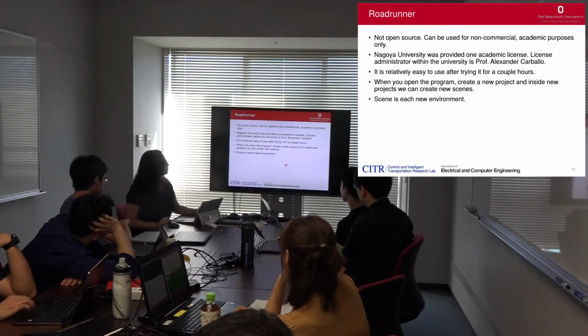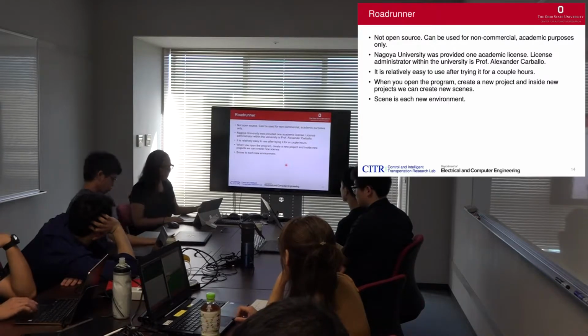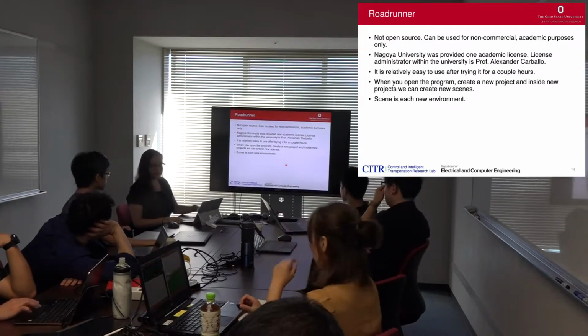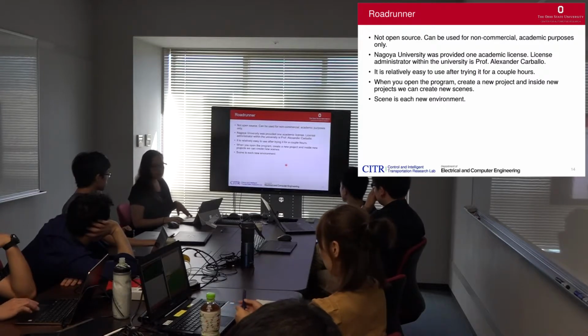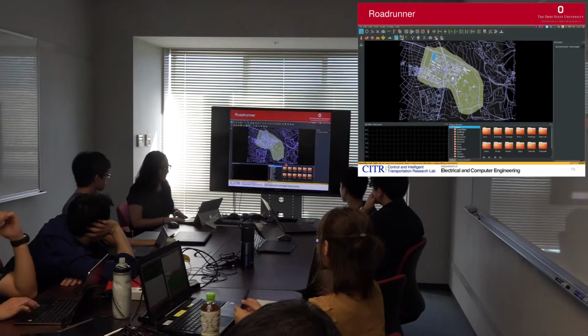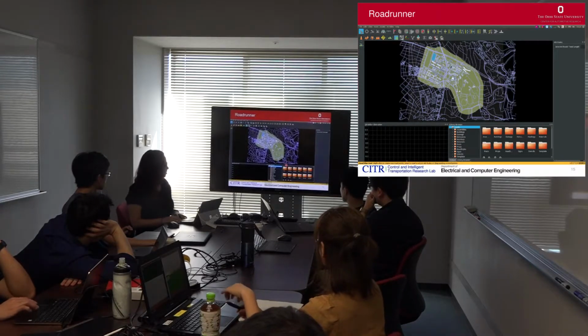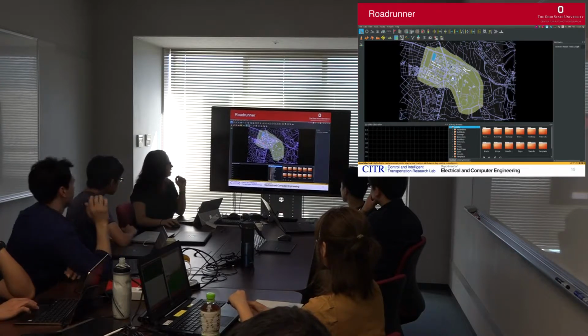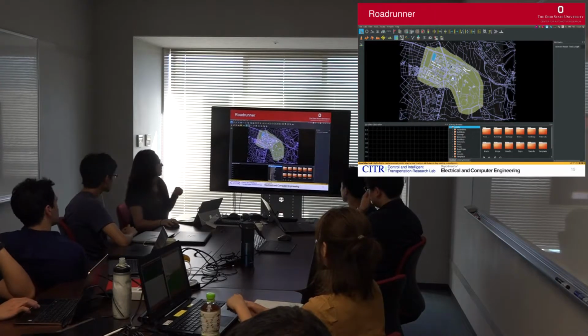To create a new project, once we open the program, like any other program, we just create a new project. And inside the projects, we have different scenes. Each new scene is a new environment. And this is the layout, the window of RoadRunner. In this case, I have imported this purple map that you see here, which is the OpenStreetMap. And here are the buildings that I created in Blender. In this case, the map worked as a layout for my path creation.